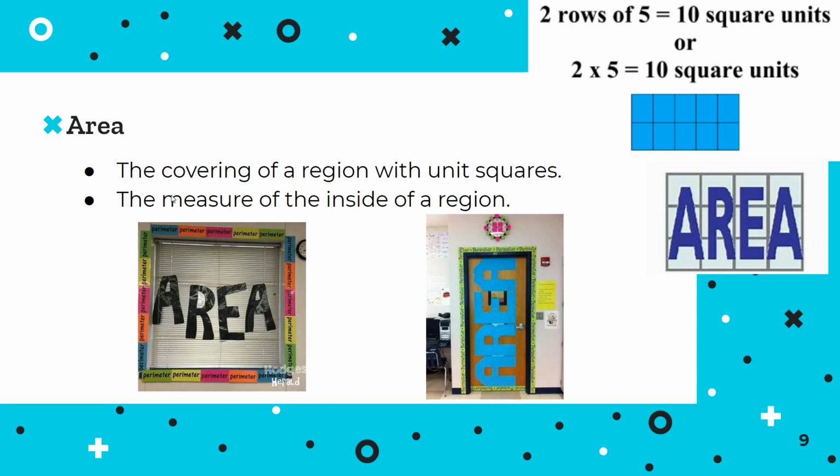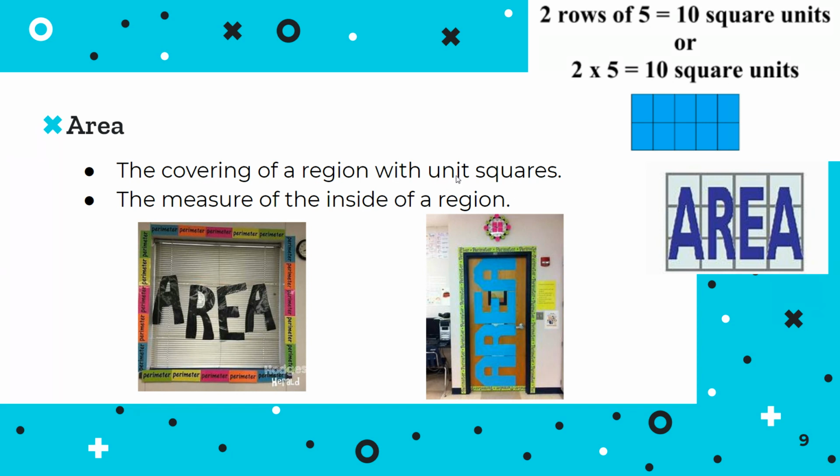Okay. The other part I wanted to review was area. The area is the covering of a region with unit squares or the measure of the inside of a region. In these two pictures here with the window and the door, you can see on the outside you have perimeter, and then the inside is telling you the area. You can see the same thing for the door. The perimeter is around the outside, and then the entire inside part is the area.